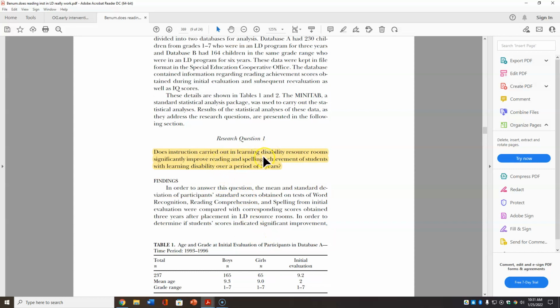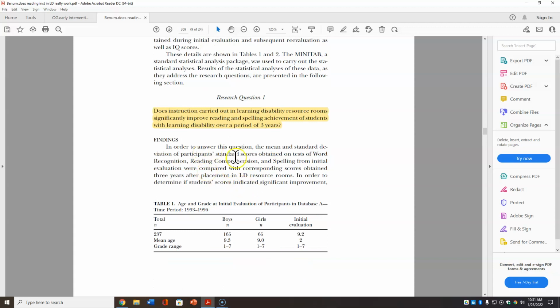All right, research question number 1. Does instruction carried out in learning disciplines significantly improve reading and spelling achievement? Now that word significantly is important. Statistical significance means the difference is more than can be explained by chance. The difference has to be statistically significant. Otherwise, we could say, well, it was just coincidence or chance. So does it improve reading and spelling over 3 years?